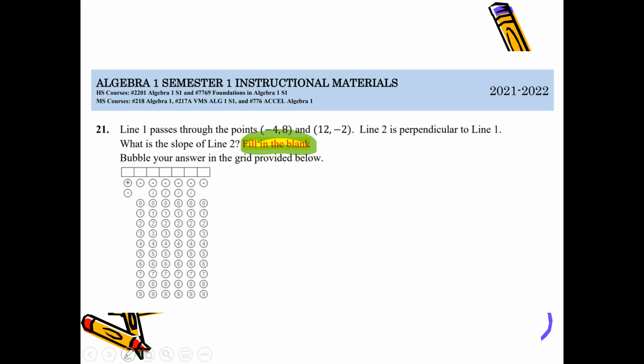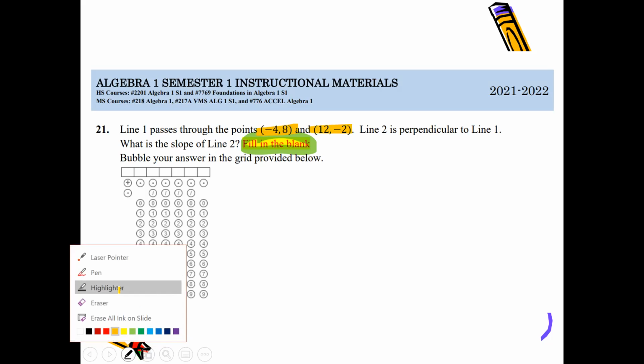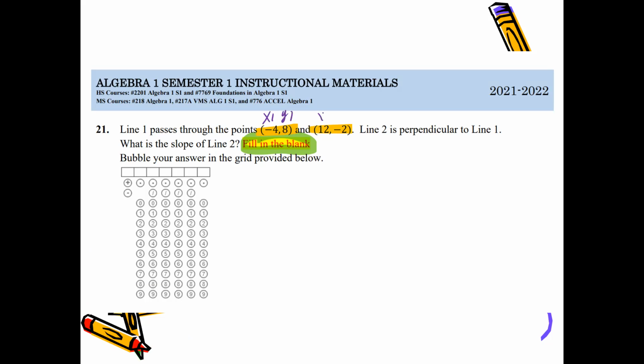All right, so it says line 1 passes through these 2 points. So I'm going to go ahead and highlight these 2 points because they look like they're important. And while I'm doing that, I'm going to label it. So I'm going to put x1, y1, x2, y2.